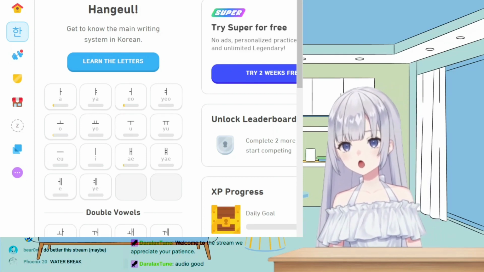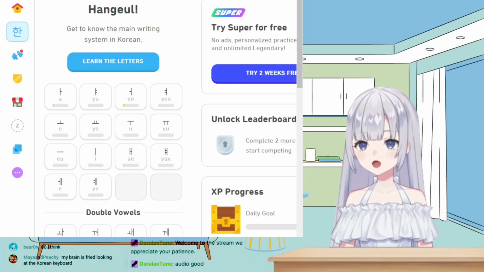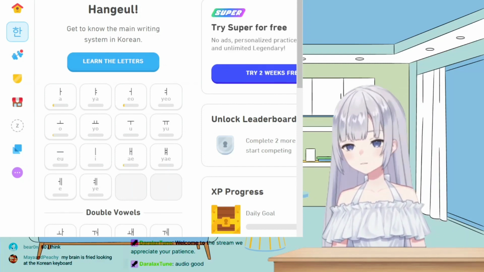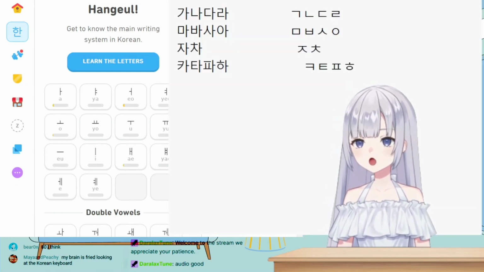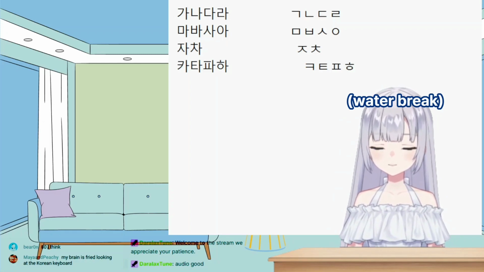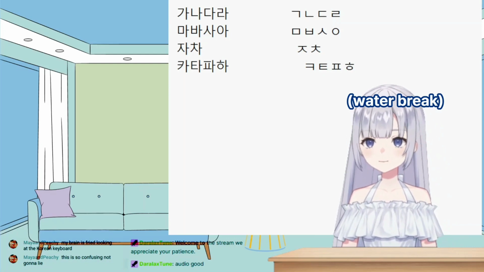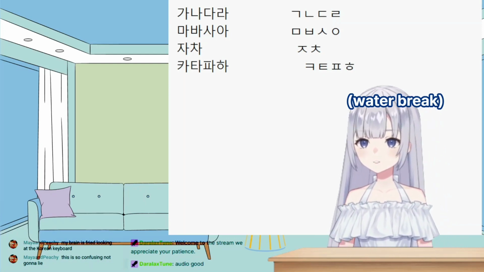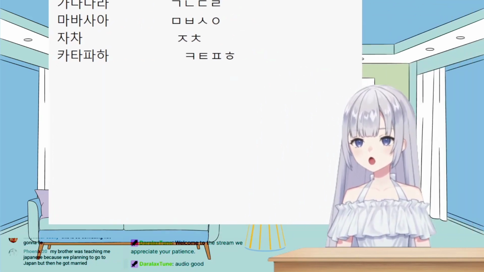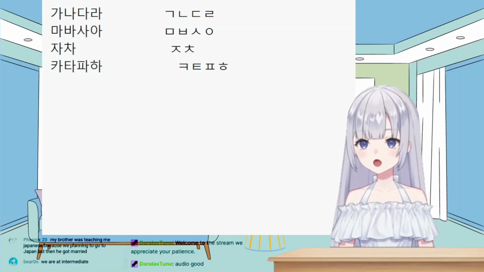Today I'm going to be teaching consonants. My brain is fried looking at the Korean keyboard. It's not exactly the keyboard. Let me show you these ones. Let's break it down so it's not as confusing. So we're just going to learn some of the letters.